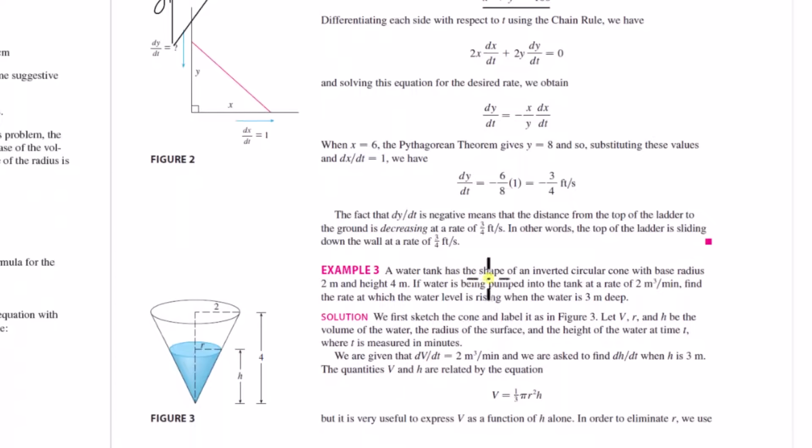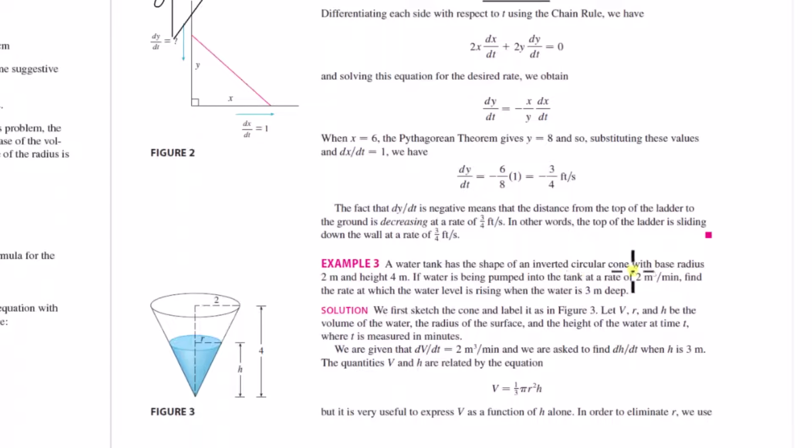A water tank has the shape of an inverted circular cone with base radius 2 meters and height 4 meters. If water is being pumped into the tank at a rate of 2 cubic meters per minute, find the rate at which the water level is rising when the water is 3 meters deep. Okay, so they draw a sketch here. This inverted circular cone has a base radius, that's because it's an inverted cone, so this is the base, of 2 meters. The height is 4 meters.